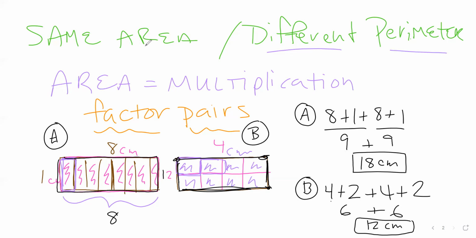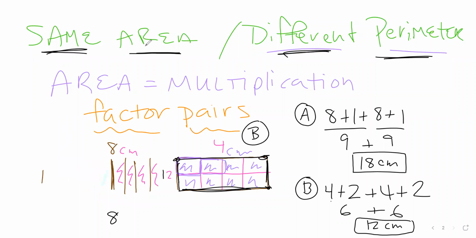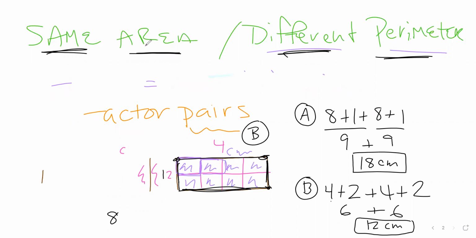So let's see if we can do that another way, right? The same thing. What we want to do now is we want the same area, but different perimeter. Same area, but different perimeter. In fact, I'm going to keep that on the screen. Same area, different perimeter. Let's actually erase.